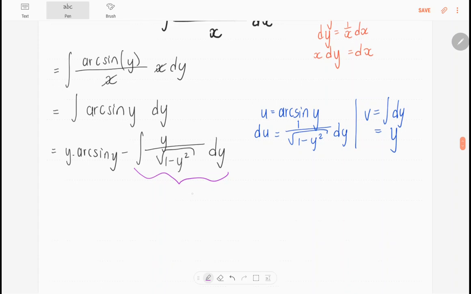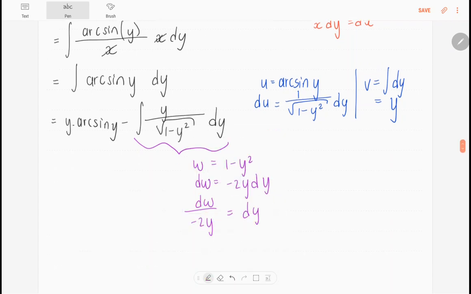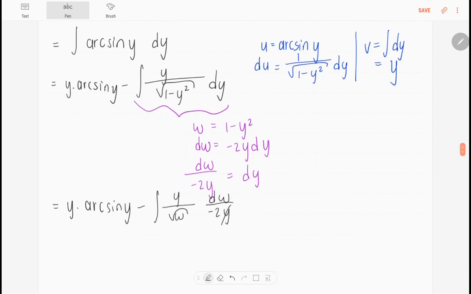I'm going to say for this integral, let w be equal to 1 minus y squared. Then dw equals minus 2y dy. So dw over minus 2y equals dy. So this means what we are going to get here is rewriting my first term, and then I have minus the integral of y over the square root of w, and then I have dw over minus 2y. The y's immediately cancel.